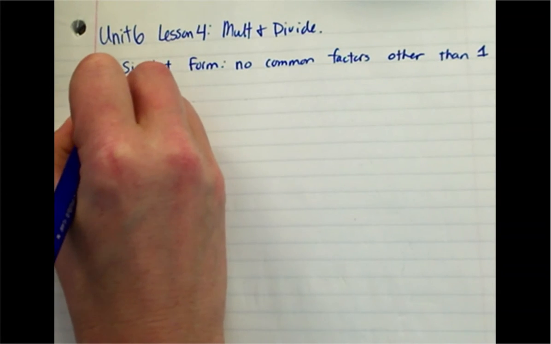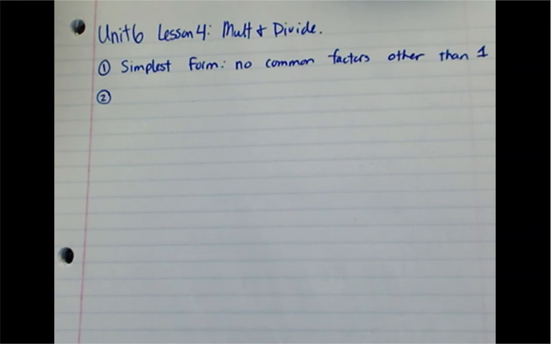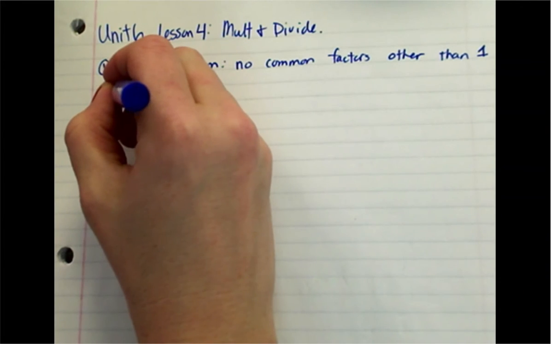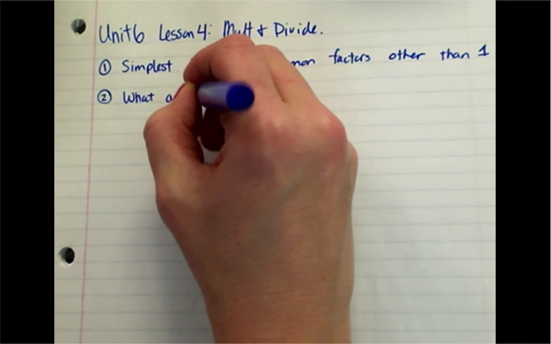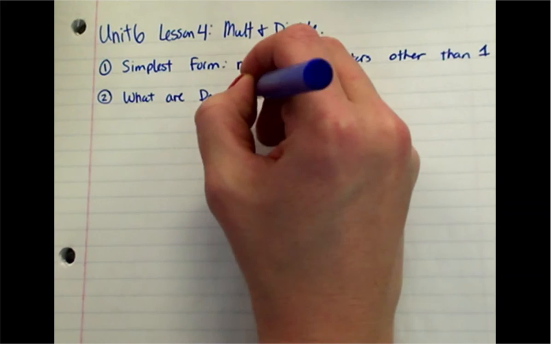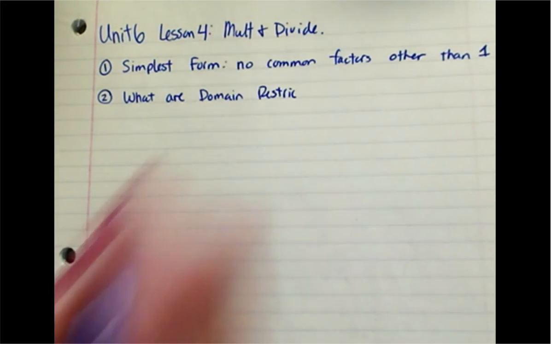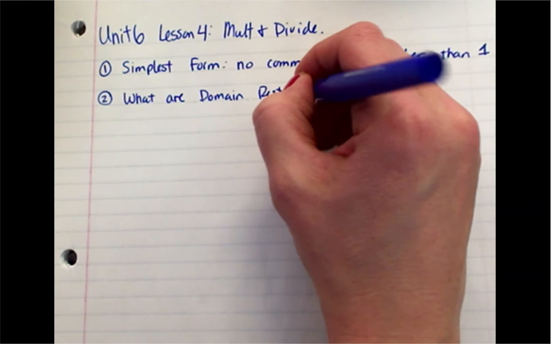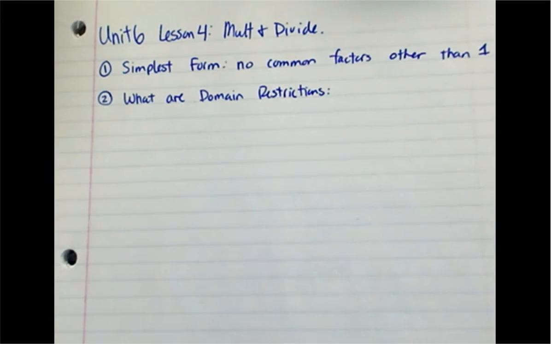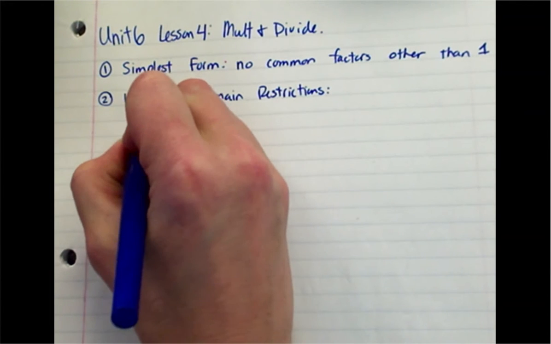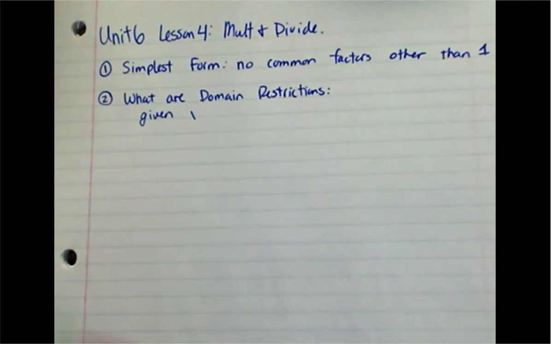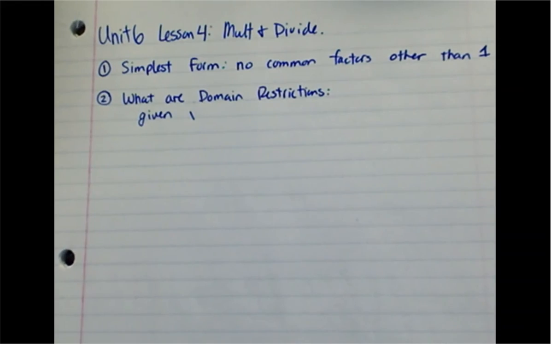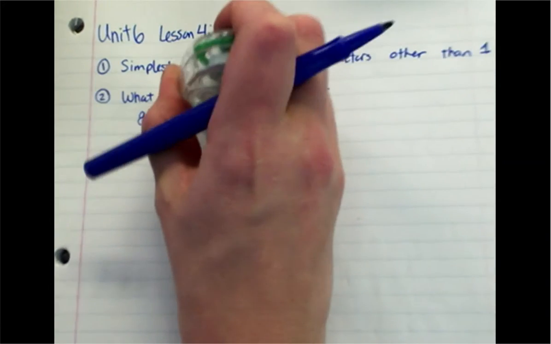Okay. Second thing we need to consider when we're going to add these operations here is what are your domain, yes, that word comes from the graphing, restrictions. Okay, we've actually already talked about those things.